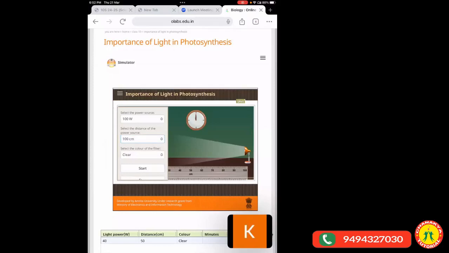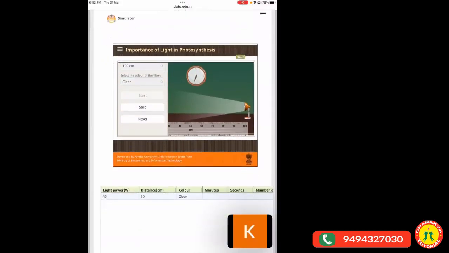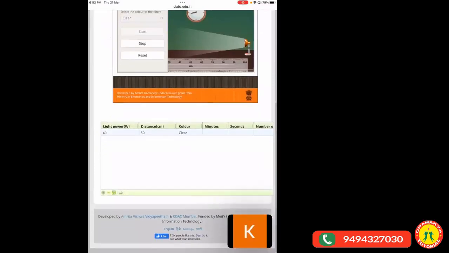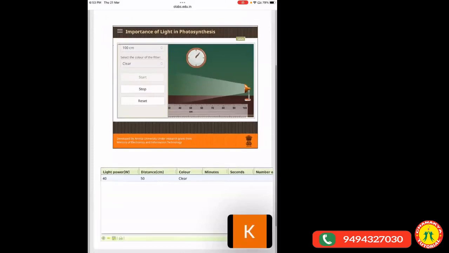Now select the color of the filter. What color do you need? You need the red color, or the green color, or the blue color, or the clear color of the light that you will be selecting. And then start. So once you start, the watch is moving. You can see the watch is rounding. It is moving in the clockwise direction. So with the help of this, you will be able to know how much time it will take to complete the whole process.